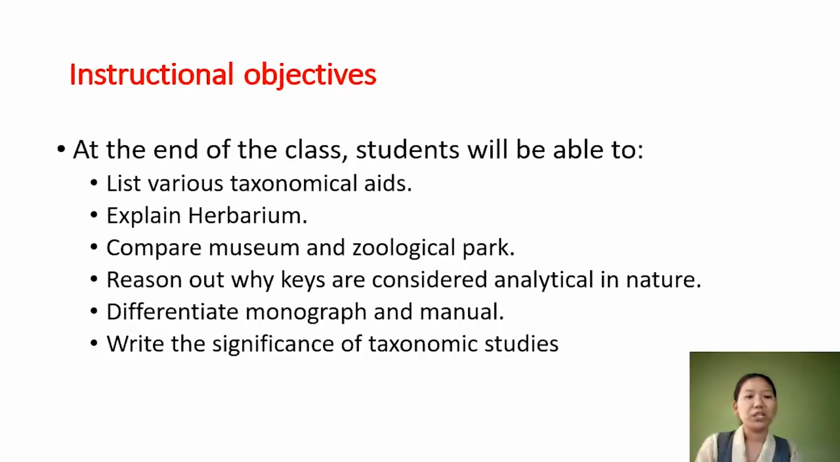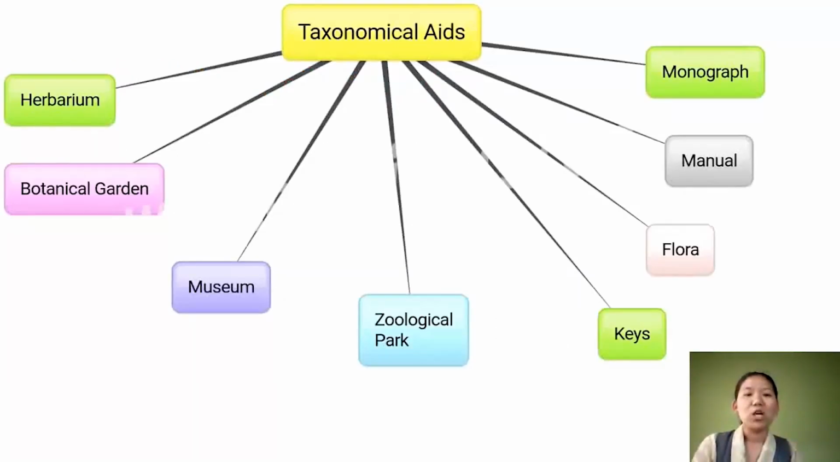The instructional objectives: at the end of the class, you will be able to list various taxonomical aids, explain herbarium, compare museum and zoological park, reason out why keys are considered analytical in nature, differentiate monograph and manual, write the significance of taxonomic studies. Let us first look at the list of taxonomical aids: herbarium, botanical garden, museum, zoological park, keys, flora, manual and monograph. We shall discuss each one of them.